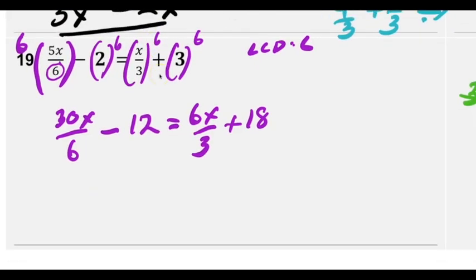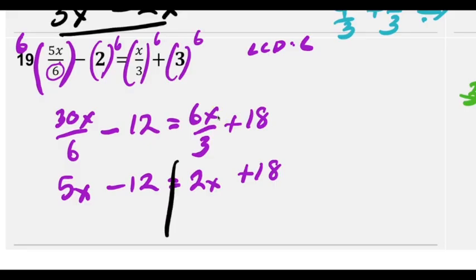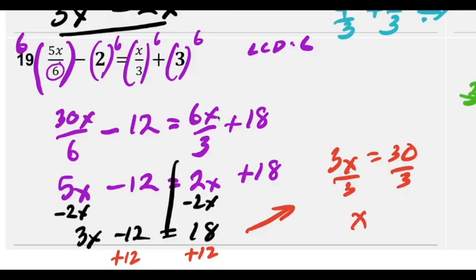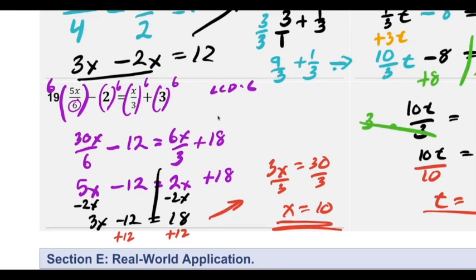Now we're going to try to reduce. So 30x over 6, 30 over 6 is 5x, minus 12, 6x over 3 is just 2x, plus 18. And now we're going to solve like normal. Let's get rid of 2x. We get 3x minus 12 equals 18. Then we're going to add 12 to both sides. And we get 3x equals 30. And then we're just going to divide by 3. x equals 10. There we go.